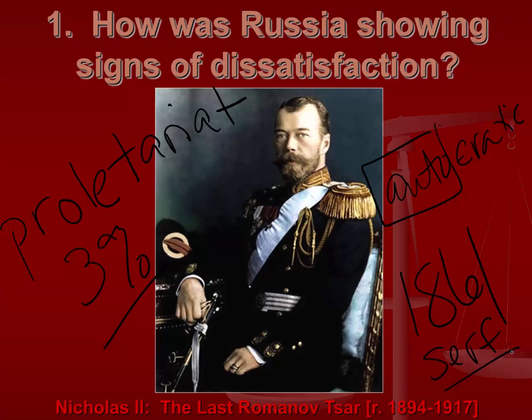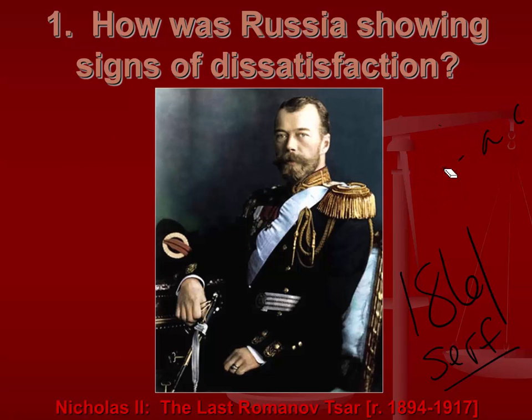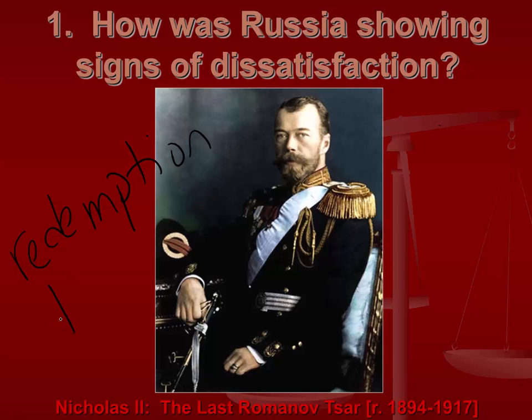So when the serfs did get their freedom in 1861, because the Tsar was very much having the support of the nobles, he did not want to just free the serfs and therefore upset the nobles. So the serfs had to pay something. I'll spell what it's called in a second. They had to pay something called a redemption tax. And the redemption tax was to compensate the noble for the loss of the serf.